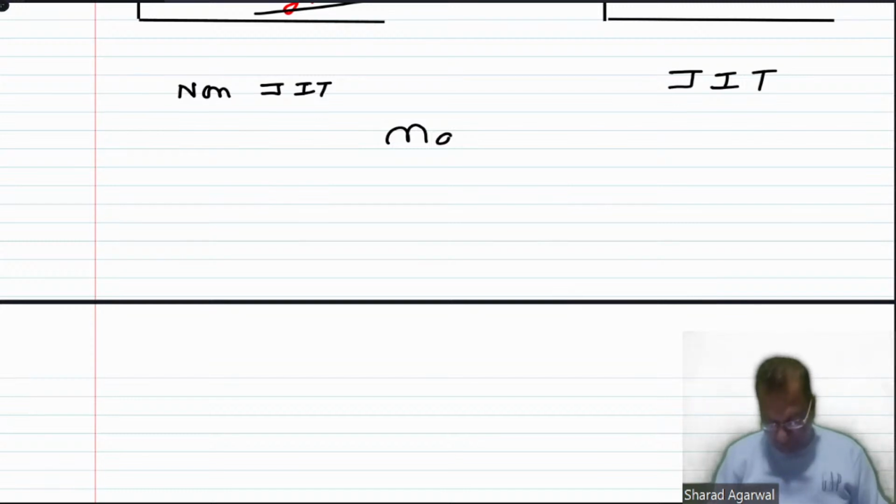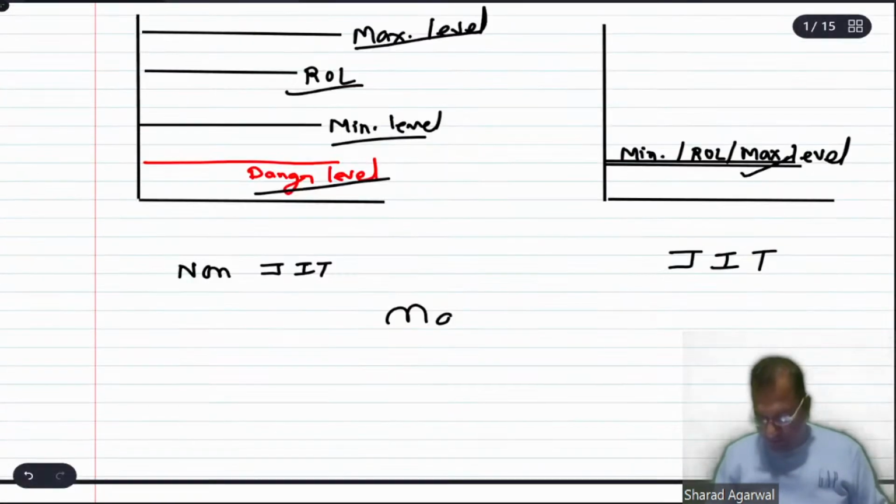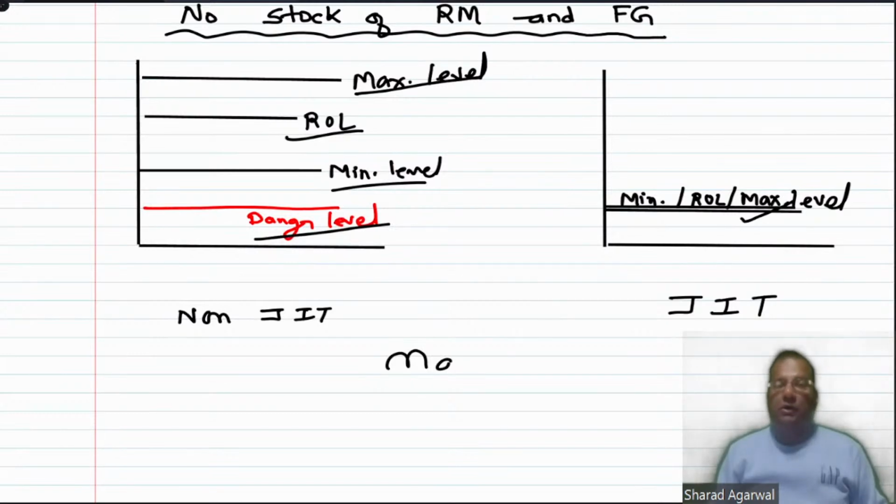Just a minute, beta. Please draw this diagram first of all: stock level of JIT and non-JIT. Please draw this diagram. My stylus pen is not working well. Give me a minute.